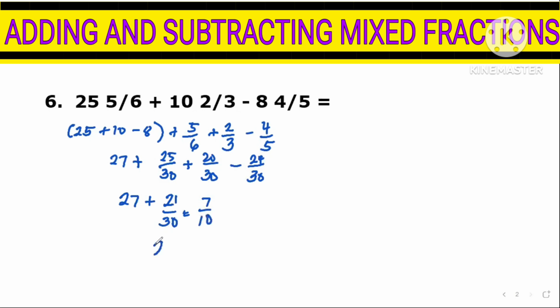So what's the final answer? 27 and 7 over 10. You see how convenient it is? If you converted these to improper fractions, it would take you much longer to finish.